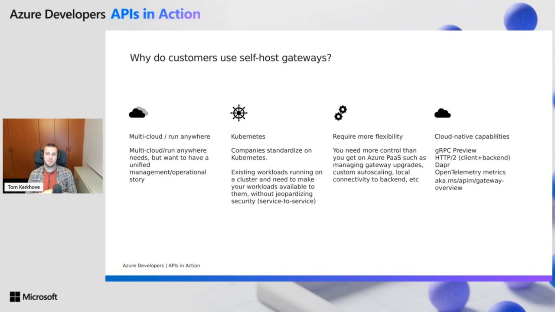And then lastly, self-hosted gateway offers more cloud native capabilities as well. So we just saw the public preview of gRPC. It also supports HTTP2 end-to-end, so both for clients and backends, Dapr integration, OpenTelemetry metrics, and more. And if you go to this aka.ms link, you can basically see a nice comparison between self-hosted gateway, managed gateway, and our consumption gateway, and how they are different from each other and how much overlap there is as well. So we strive to have full parity, but that is not always possible.